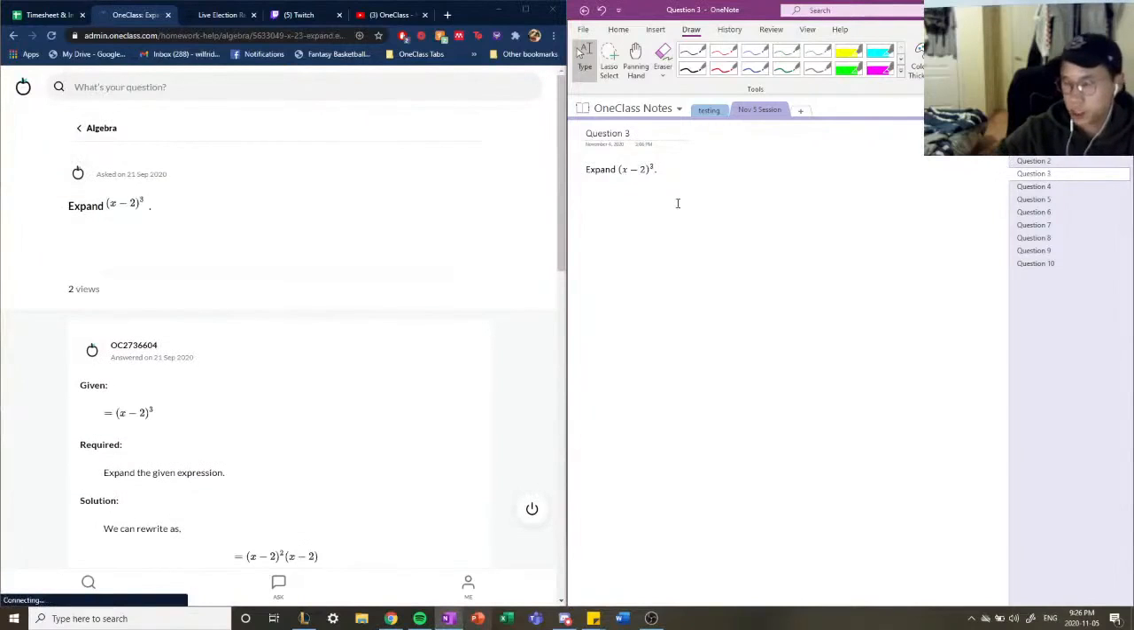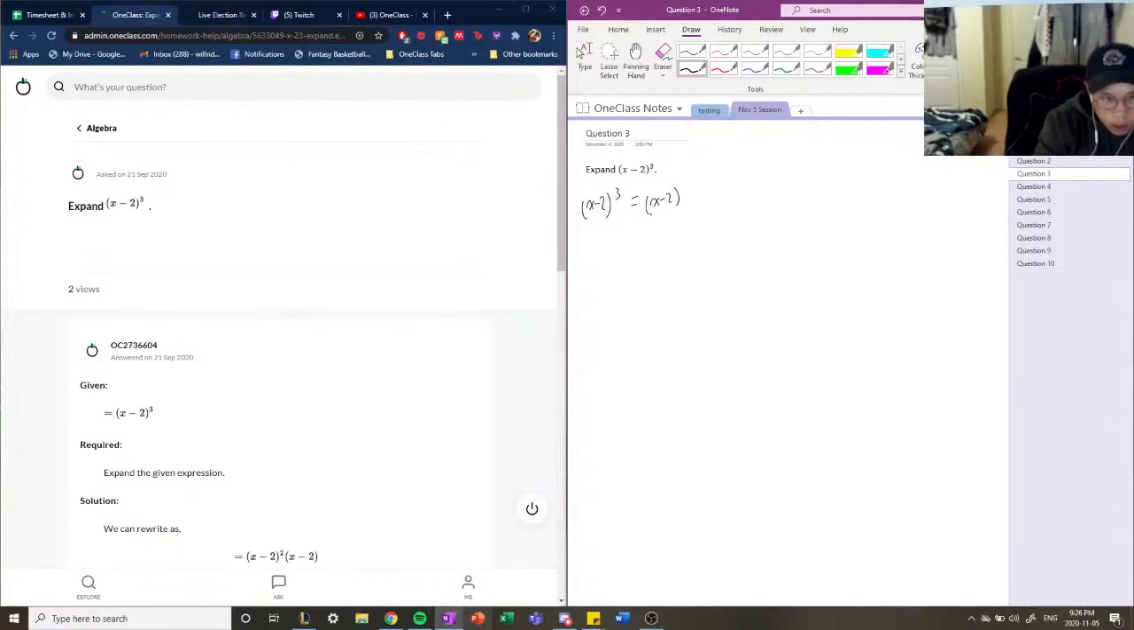All right, so question number 3 is kind of simple. It's expanding, but instead of expanding a square, you're expanding a cubic power. So we're going to use the technique of FOIL to expand this. So we know that x minus 2 cubed is equivalent to saying x minus 2 times x minus 2 times x minus 2.